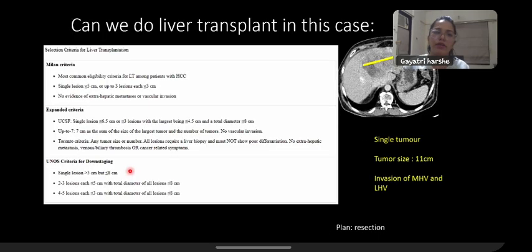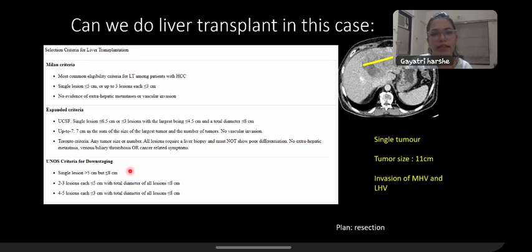So can we do liver transplant in this particular case? Our case is a single tumor of size more than 11 millimeter, and invasion of middle hepatic vein as well as LHV. So these are the criteria that we follow, that is the Milan criteria, the most commonly used eligibility criteria for liver transplant among the patients with HCC.